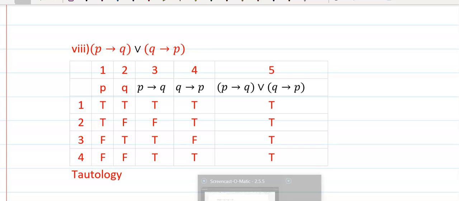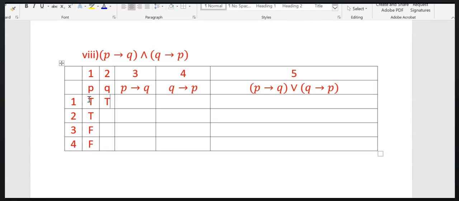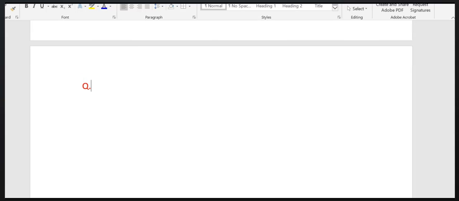Now the next we'll see how it is. Again, this is the R. By mistake, it is AND. Q implies P. And OR between these two. Therefore, overall all are true, therefore it is a tautology. And in this way, I have completed this question.